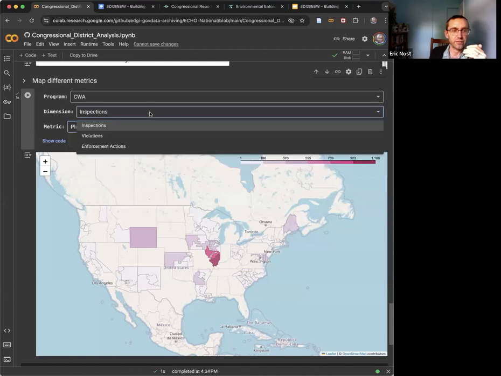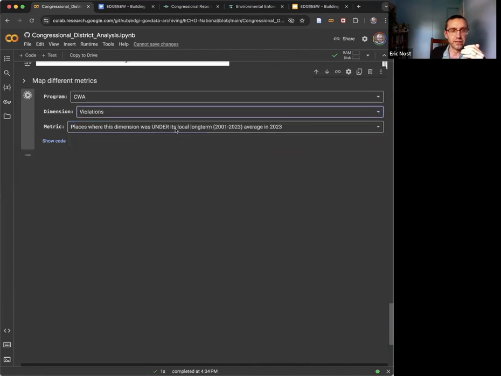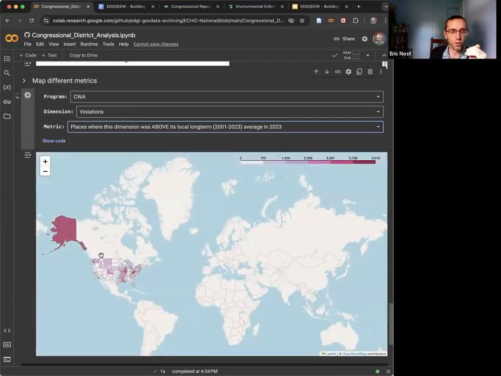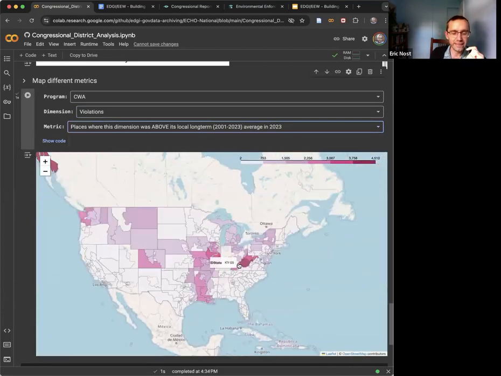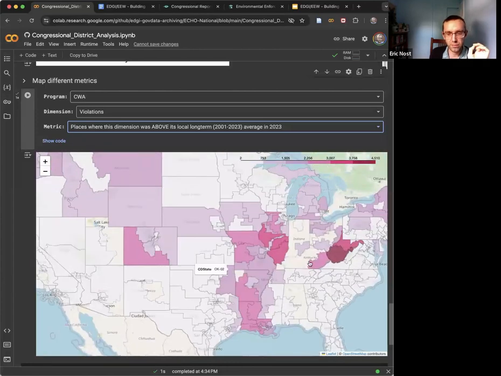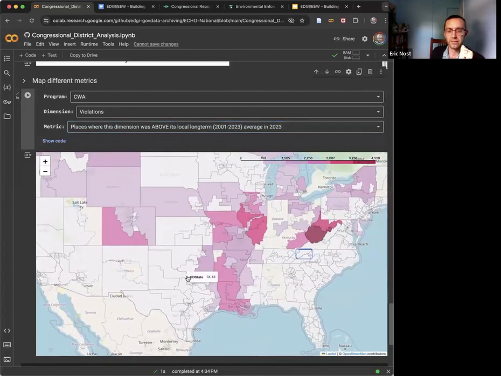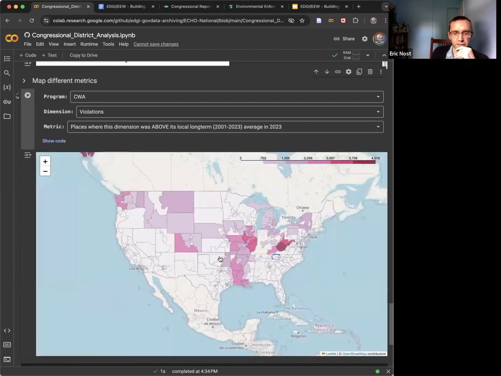We can also look at violations, and we can look at above long-term averages. So we're seeing more violations of the Clean Water Act in these places compared to the long-term average. Now, we saw in the trend above, in general, more violations recently compared to the past 20 years. These are the places that are really seeing more Clean Water Act violations, especially southern West Virginia, those being reported more. Southern Illinois, despite fewer inspections, and so on and so forth.